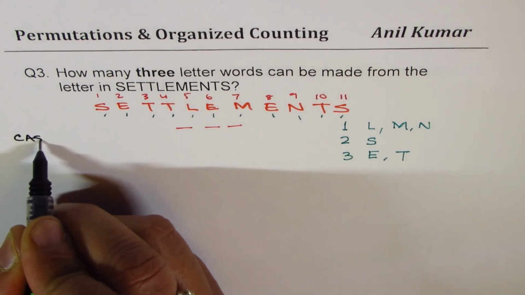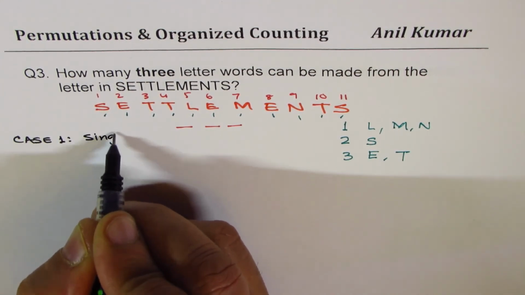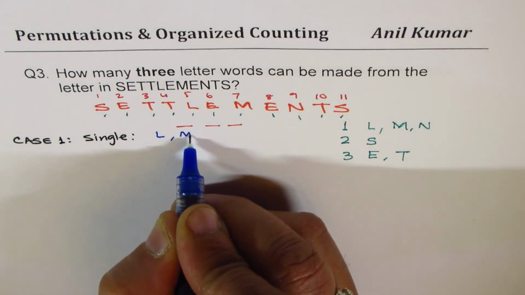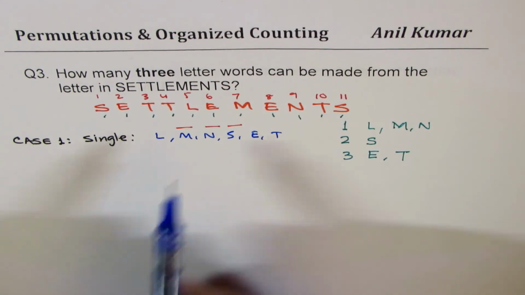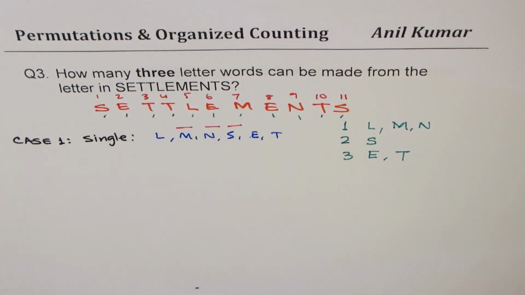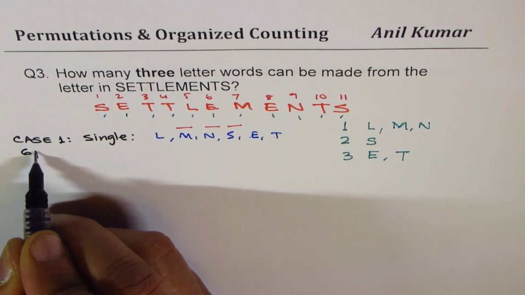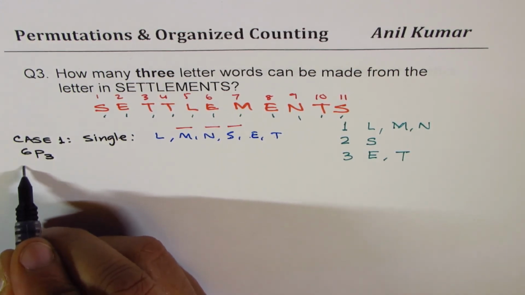Case 1 is single, right? So we'll say single: no repetition, no doubles, no triples. So single means, what are we considering? We are definitely considering L, M, N, 1 S, 1 E, and 1 T. So we have 1, 2, 3, 4, 5, 6, and we want to fill in 3 spaces. All are single, right? So 6P3. It makes sense, correct?